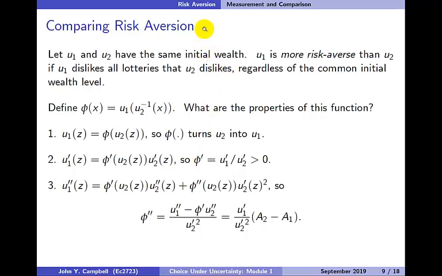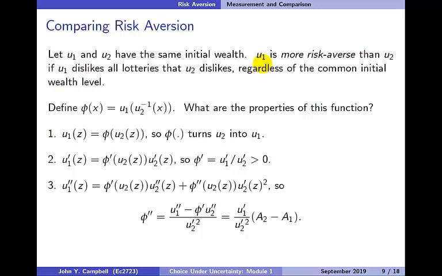Now we're going to talk about how we might compare risk aversion for two agents, two people. So let's define the people by their preferences. They have preferences U1 and U2. And we would say that person 1 with utility U1 is more risk averse than person 2 with utility U2 if U1 dislikes all lotteries that U2 dislikes, regardless of the common initial wealth level. So we're going to make an apples-to-apples comparison by giving each person the same level of wealth, but we want the comparison to come out the same regardless of what common initial level of wealth we consider.